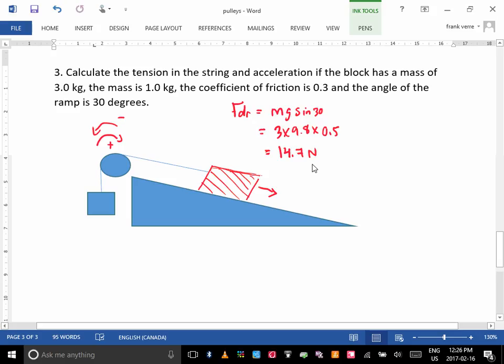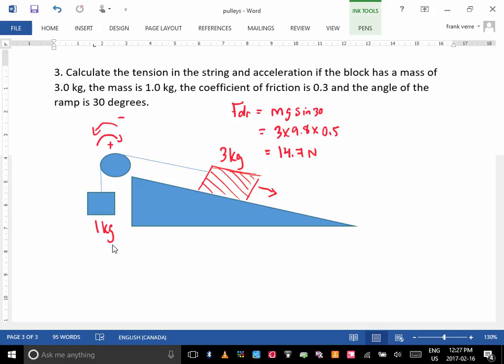Wait, okay? I'm still confused about which block has which mass. Oh yeah, okay. I know. Don't blame you. So this is 3. I think I may have said I was going to do the opposite, right? So this is 3, that's 1. Yeah. There's a reason I don't teach English. Okay.